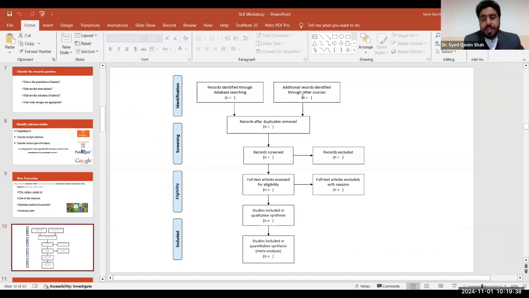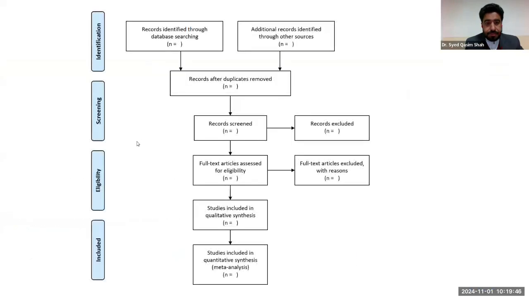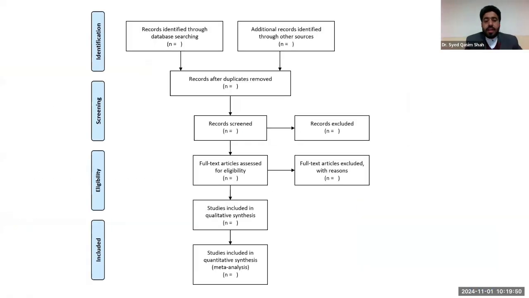PRISMA techniques, or whatever we can say. Is it visible to you people? Sorry. Yeah, this one. There are different parts of the process for including the studies, what to include and what to exclude, and whenever we are excluding. So this is how there are different stages.